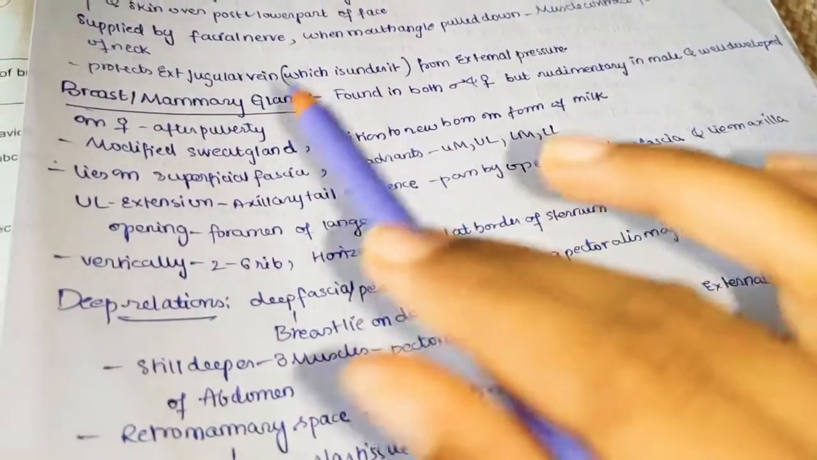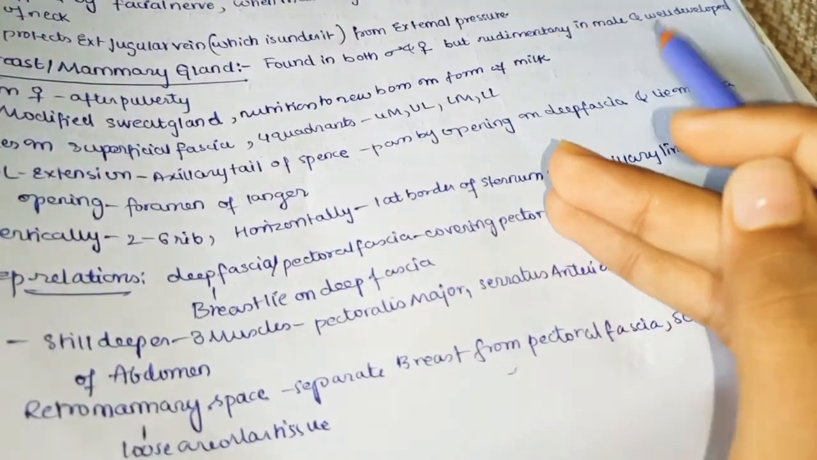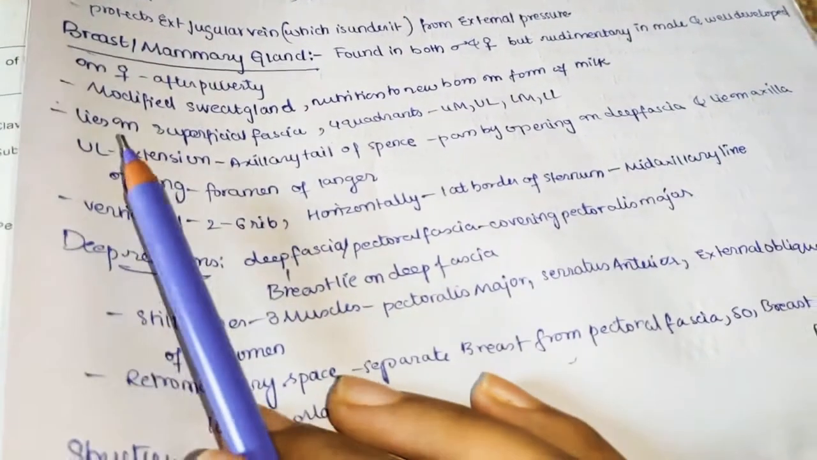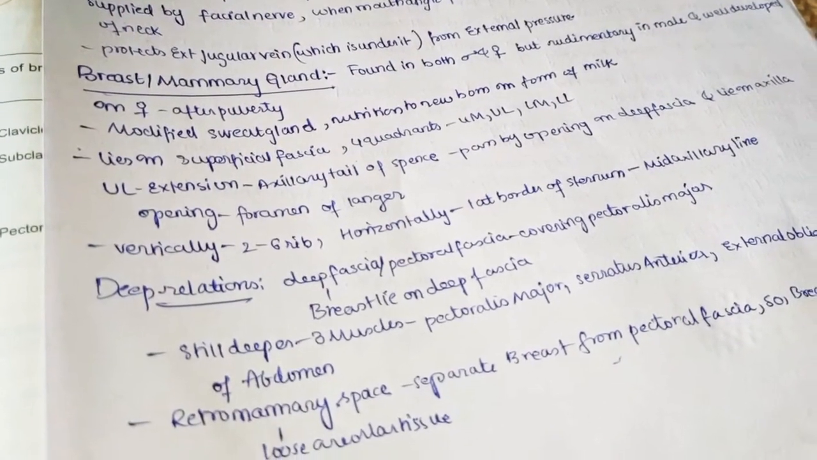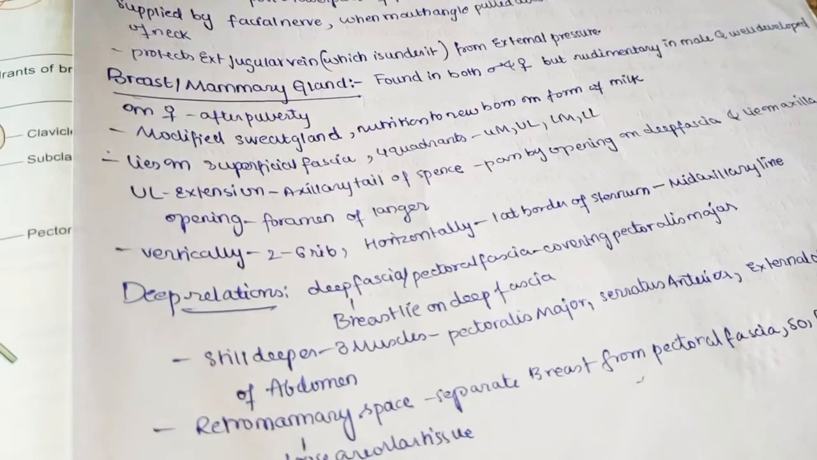Now we are going to start the breast or mammary gland. The mammary gland is present in both male and female, but it is rudimentary in male, whereas in female it is well developed, especially after puberty. It is also called a modified sweat gland. The sweat gland is modified and forms the breast or mammary gland.